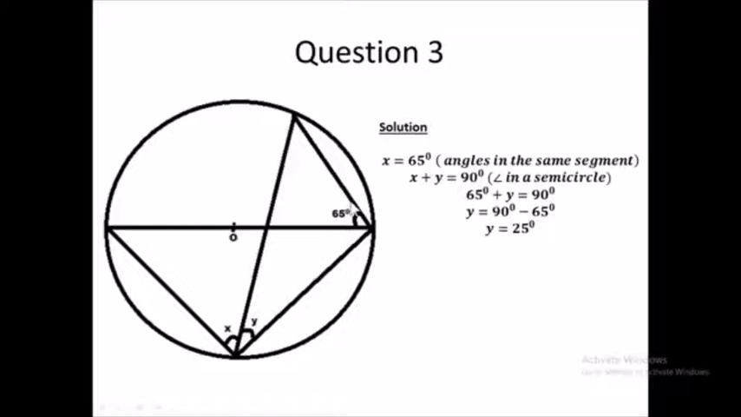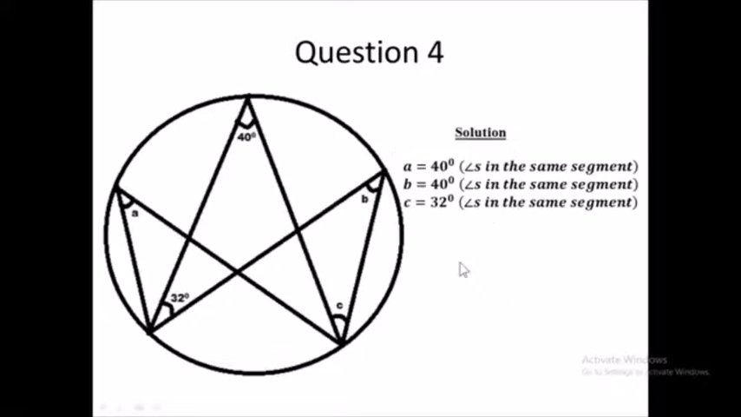But you can see that there's a relationship between this angle 65 degrees and angle x. What's the relationship, if you can guess? They are in the same segment. So angle x is also 65 degrees because angles in the same segment are equal. So if x is 65 degrees, then we can find our y because x plus y will give us 90. If you remove 65 from 90, that will give us y, and that's why our y is 25 degrees.